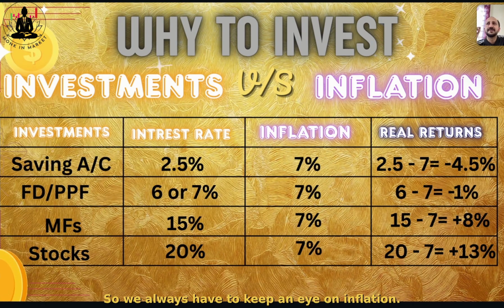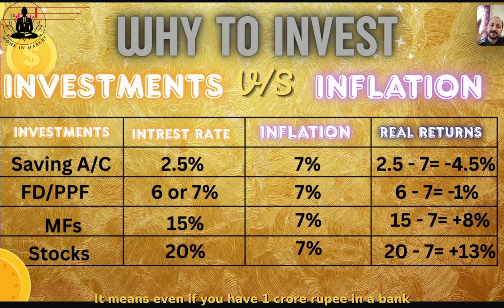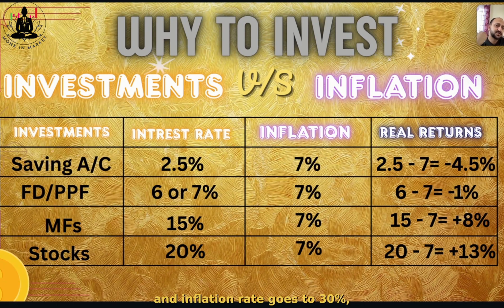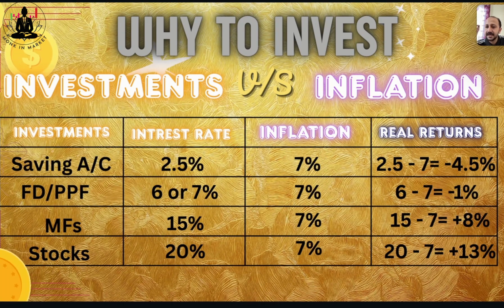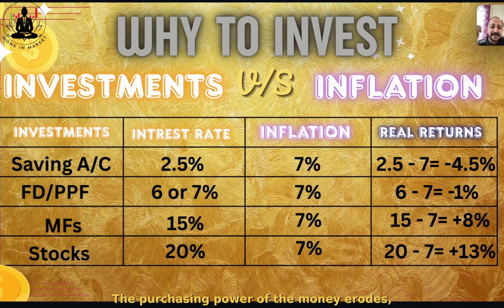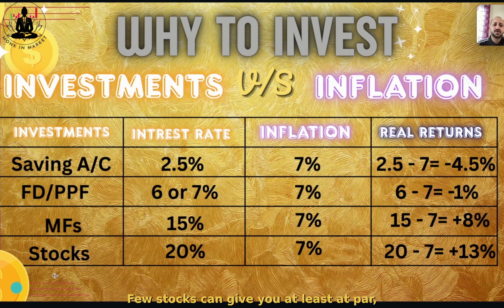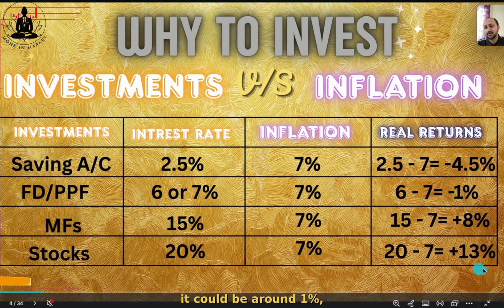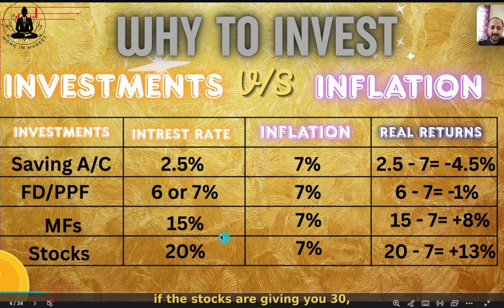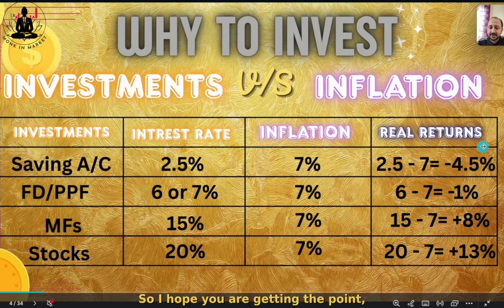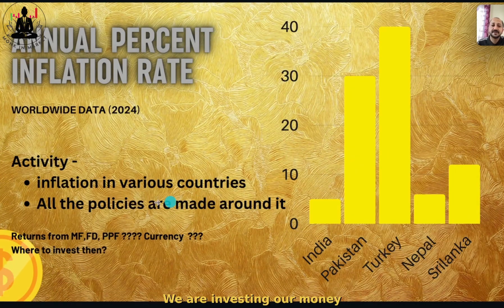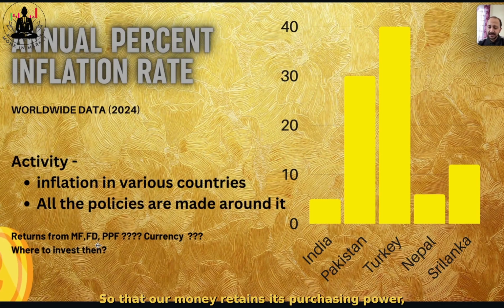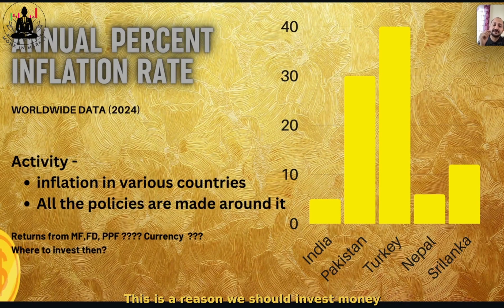So we always have to keep an eye on inflation. It means even if you have 1 crore rupees in a bank and the inflation rate goes to 30%, 40%, 1 crore rupees can't buy stuff, can't buy day to day commodities, guys. The purchasing power of the money erodes, right? Yeah, a few stocks can give you at least at par returns, maybe in real terms around 1%, 2%, because if the stocks are giving you 30%, 40%, definitely they can. So I hope you are getting the point of why we are investing our money. We are investing our money to beat inflation so that our money retains its purchasing power, right? This is the reason we should invest money.